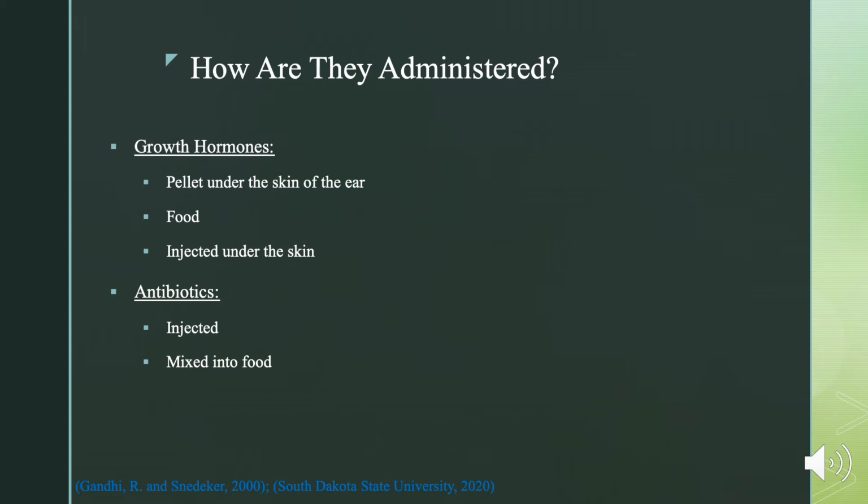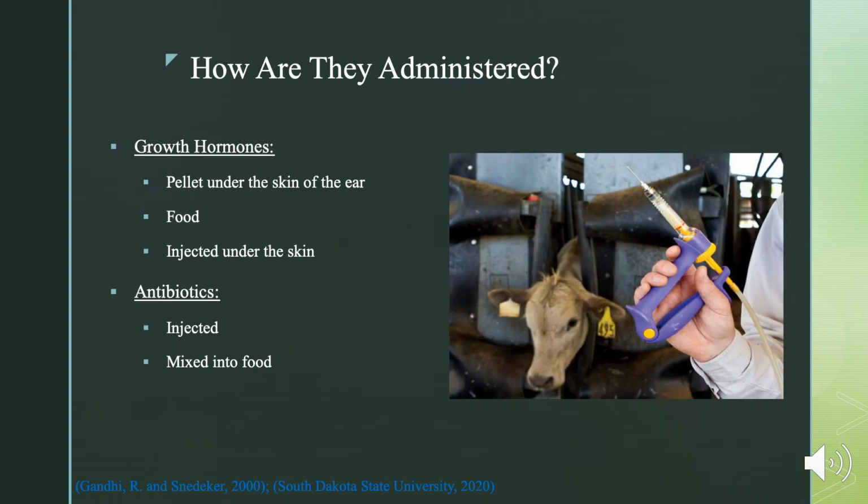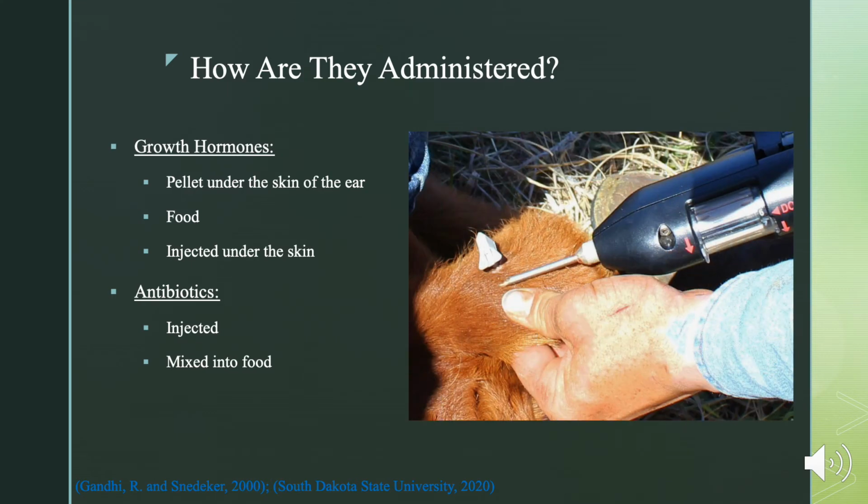Antibiotics are given to stop disease and infection, but many times farmers would rather take preventative measures and administer these antibiotics to prevent infections and reduce the chances of the livestock getting sick at all. So that's an injection. And then this is a picture of what the pellet gun looks like, and it's being implanted in the cow's ear.